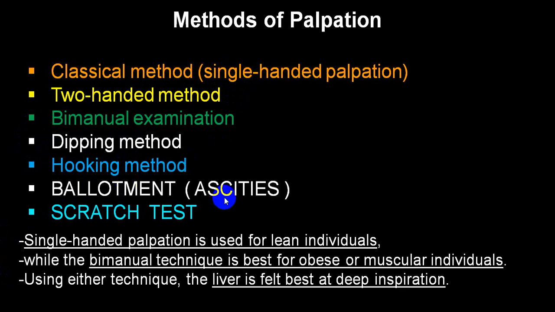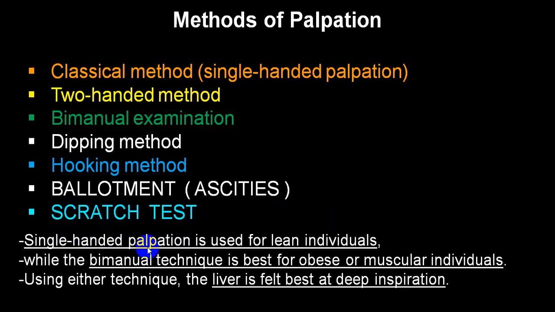Ballottement is mainly done in case of ascites, and in case of doubt, when you are not able to identify by the two-hand method, deep palpation or the hooking method, you can utilize the scratch test, which is mainly on auscultation. I've already discussed that you scratch on the abdominal wall and auscultate. Suddenly, as soon as you come close to the lower border of the liver or the spleen border, the sound will become louder, and that is the technique by which you can identify the lower border of the liver or spleen.